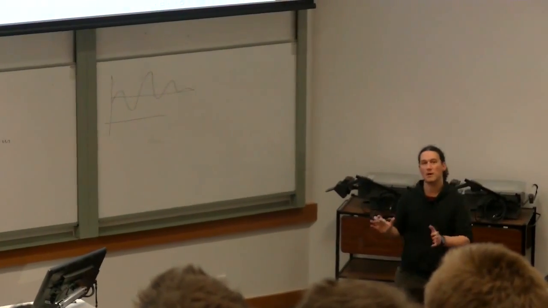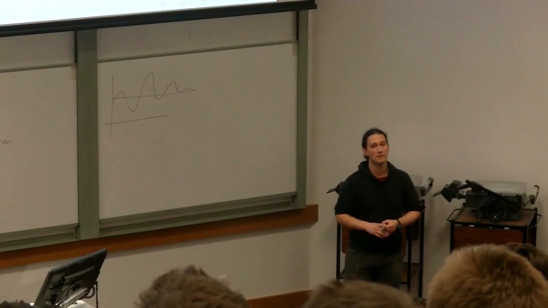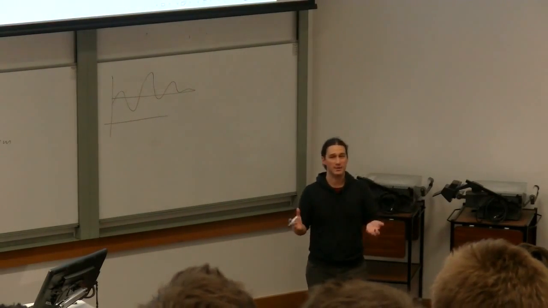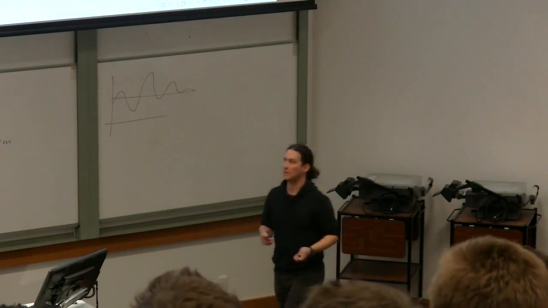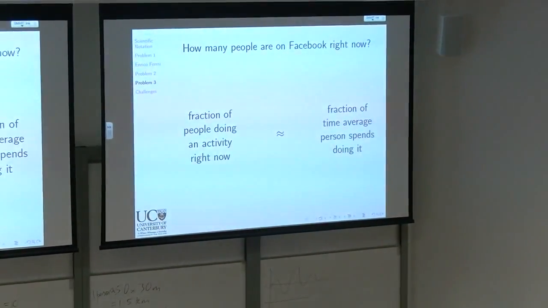A trivial example would be to say we'll spend about a quarter of our time sleeping on average. So a quarter of people are asleep at any one time. Of course, some people sleep more, some people sleep less, but that would be the same way to get the same average. Okay, so now we can go back to the Facebook question.